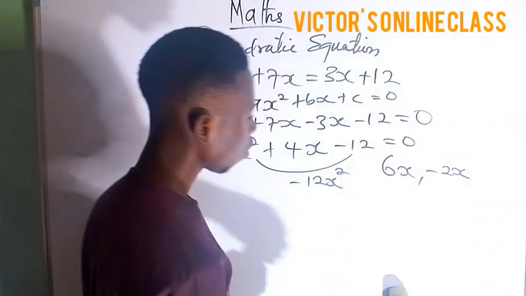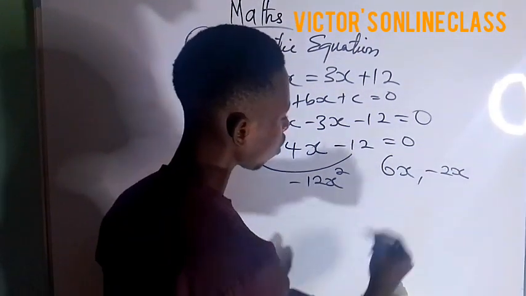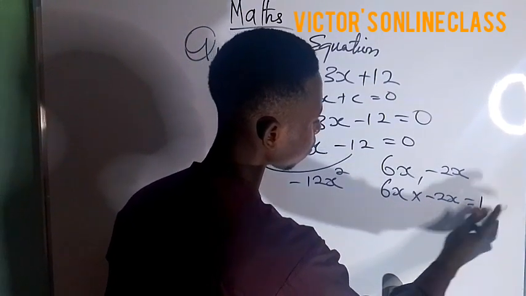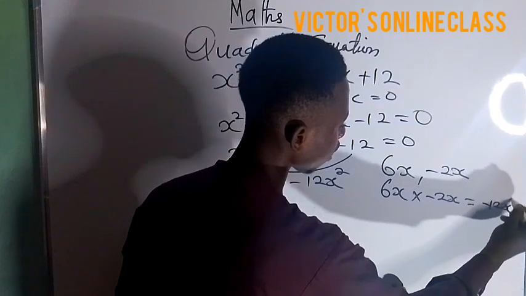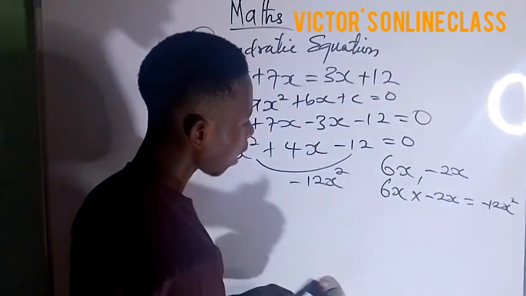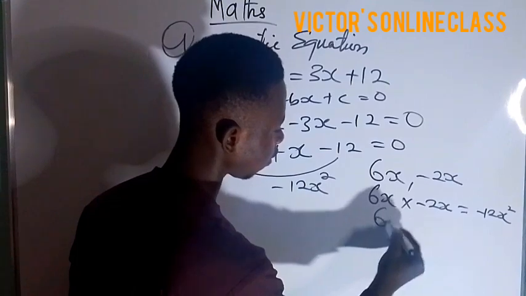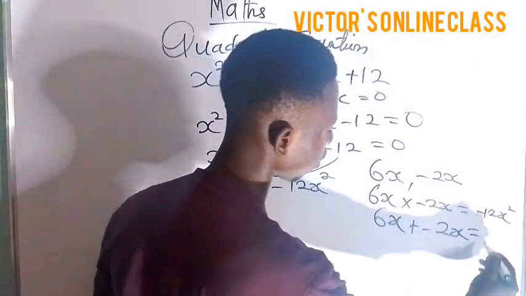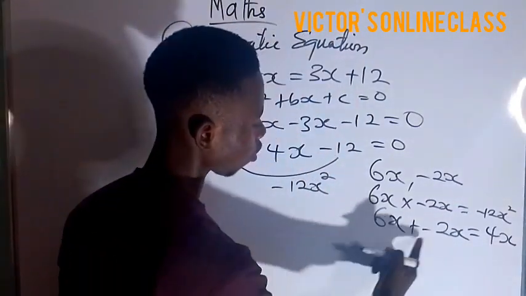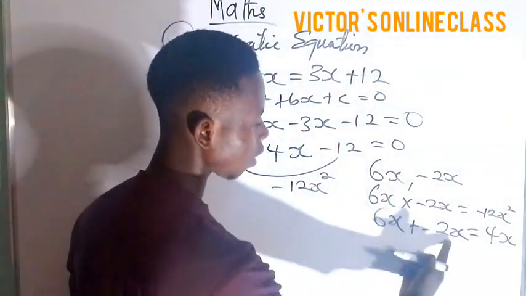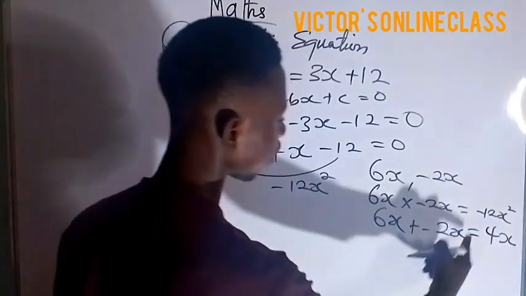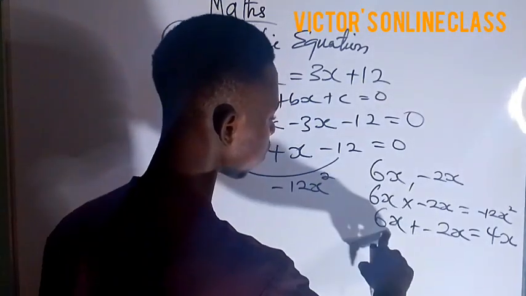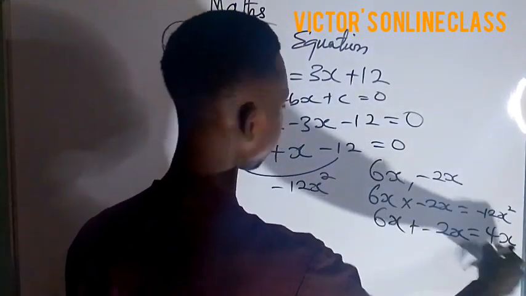Now let us check it. When we multiply 6x by minus 2x, we're going to have minus 12x squared. And when we add these numbers together, which is 6x plus minus 2x, we're going to have 4x, because plus minus will give us minus, so 6x minus 2x is 4x. You see that this is minus 12x squared, and this is 4x. So we are going to be replacing this 4x with 6x minus 2x.